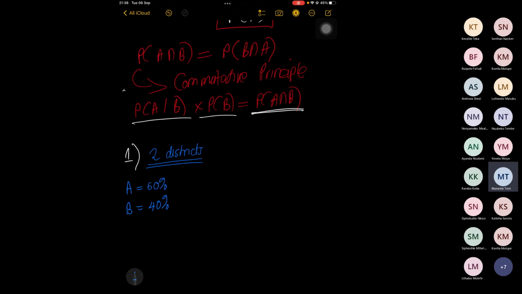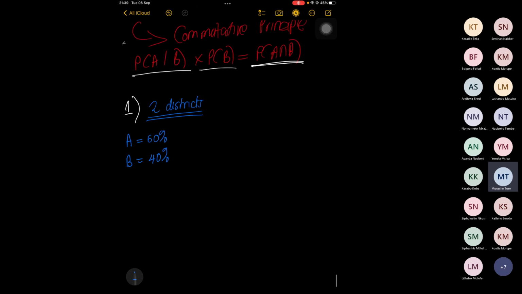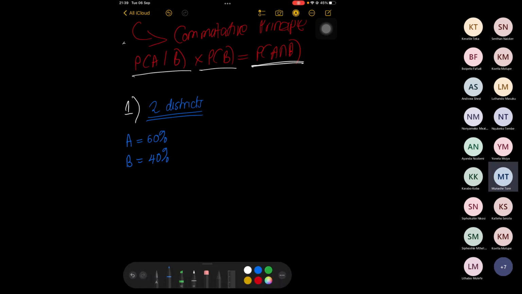But in other cases, he might not tell you, because he will just tell you that incoming calls to a customer call center come from 2 districts. District A, which accounts for 60%, then district B. For district B, it doesn't tell you the percentage, but you have to know, because you already know that all probabilities add up to 1, which is just 100%. So in this case, even without being told the percentage of calls coming from B, you already know that it's 100% minus 60%, which gives you 40%. Please keep that in mind.